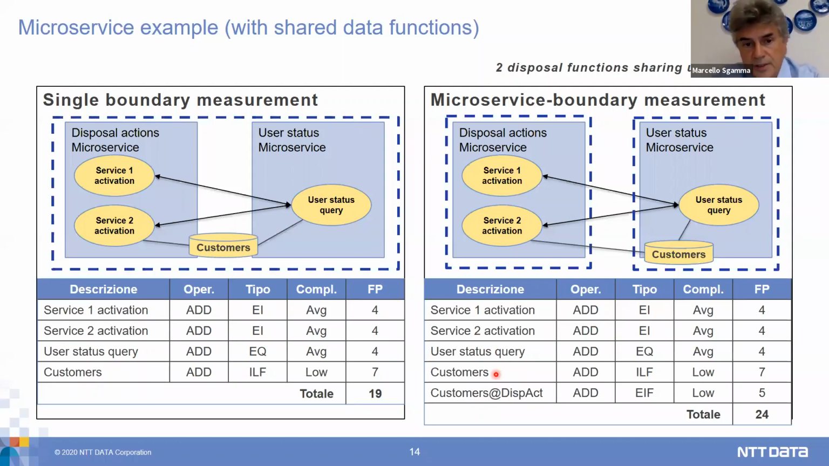If we have sharing of some data which are accessed from the services, with a single boundary and the sharing of customer ELF between microservices, we count only one ELF in the count, so we have a total of 19 function points. If we consider a microservice boundary and we set the customer as an ELF of the user status microservice, we have some more function points which come from the external interface file for the disposal action microservice. So we see that if we do not have a strong data segregation, we may have an increase of function point counts when considering a microservice boundary.